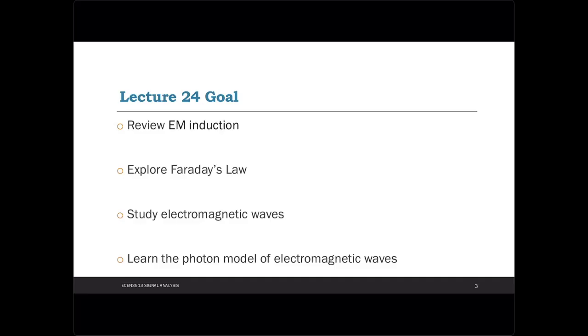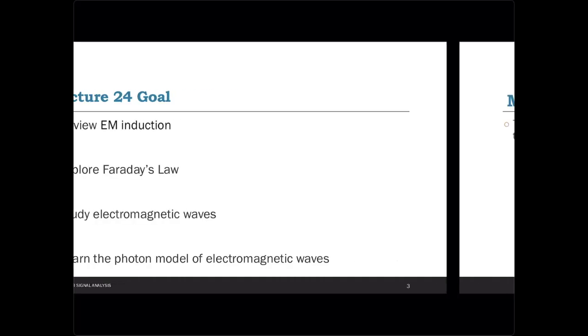Does that make sense to you? Yeah, and after that we will explore Faraday's law. And then we will study electromagnetic waves. Electromagnetic has some wave features. We will talk about that. And finally, we will learn the photon model of electromagnetic waves. Yeah, this is what we will talk about in today's class. Okay, let's continue.